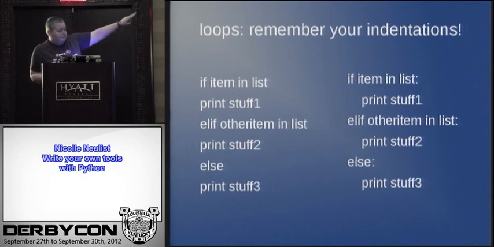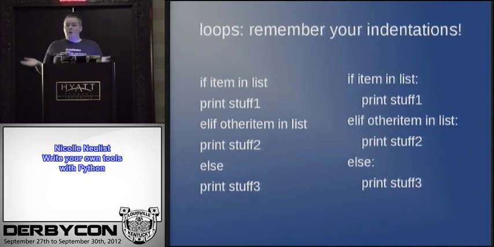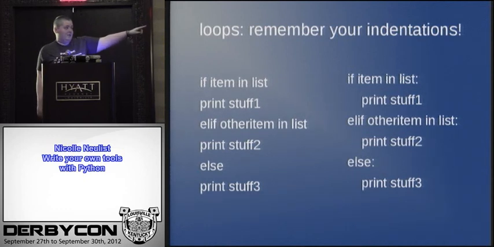The code on the left isn't going to work. It's not indented properly for the blocks of if code. And also, look, if item in list, there's no colon at the end. You need a colon to set off any kind of loop. Whereas on the right, if item in list, colon. If item is in list, then print stuff 1 will happen and it won't crash. Elif other item in list, print stuff 2.